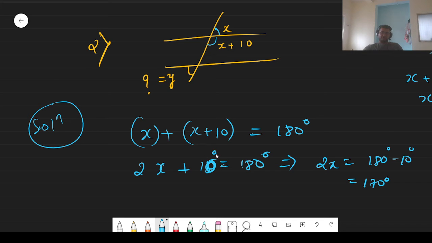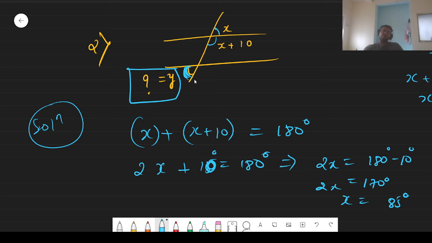So 2x equals 170. So x will be equal to 170 divided by 2, and that will be equal to 85 degrees. Okay. Now we got that x is 85 degrees. Fine. But we have to give the answer for y, and what is y? y is this value.